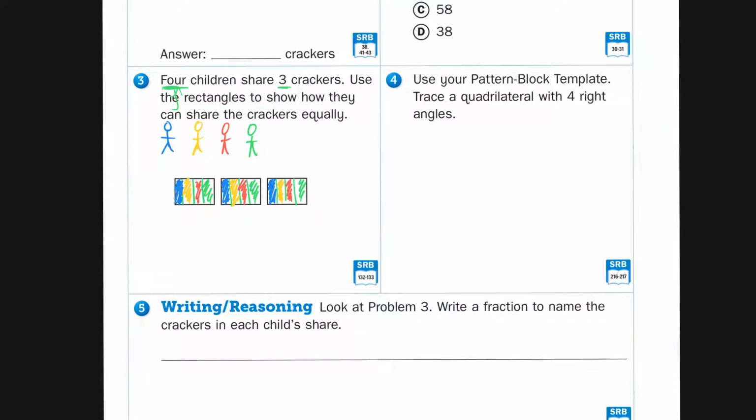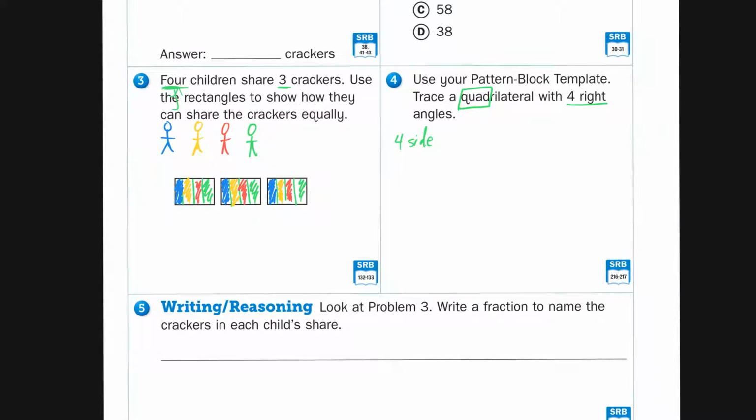Let's take a look at problem number 4. It says, use your pattern block template to trace a quadrilateral with 4 right angles. First, we have to understand that a quadrilateral, quad, like a four-wheeler, means it has 4 sides. So I'm looking for a polygon that has 4 sides. It also says it has to have 4 right angles. A right angle is an angle that makes a square, like it does right there at that corner. So I'm looking for a figure that has 4 of those.